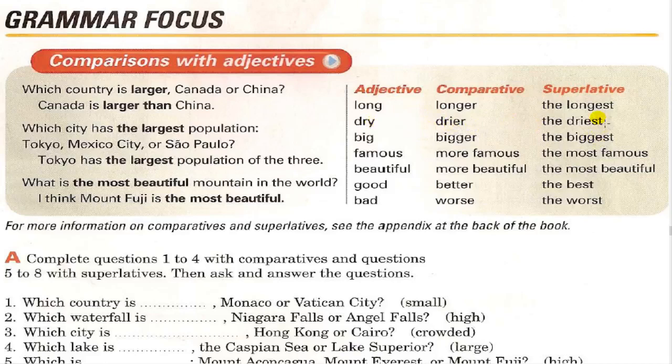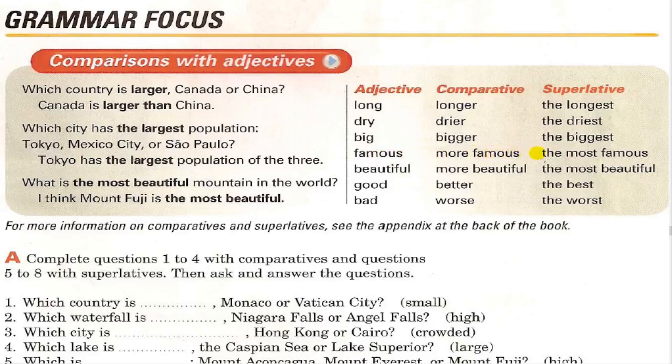Big, bigger, the biggest. Big, bigger, double G. The biggest, double G, E-S-T. Here there is a vowel before the last letter. The last letter is G, and before the G we have I. We have a vowel: A, E, I, O, U. So we double the last letter. Big, bigger, the biggest.